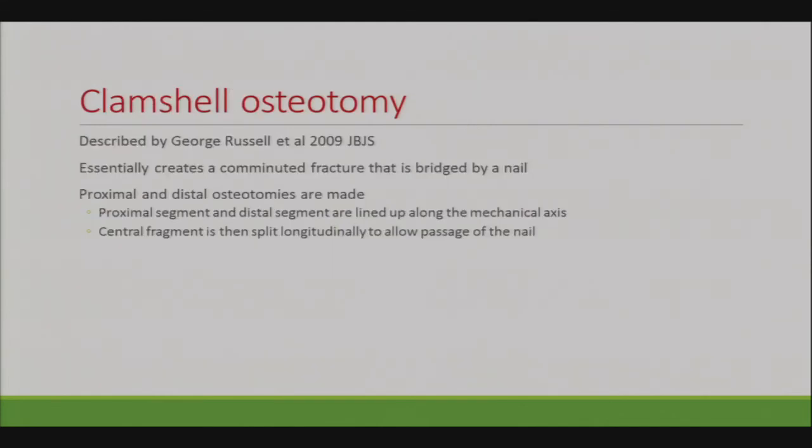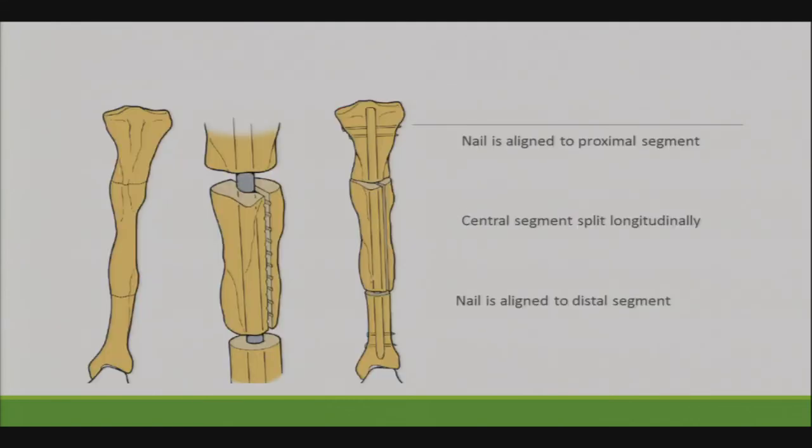Clamshell osteotomy is great for bad segmental injuries or injuries with a long segment deformity, where we try to figure out how we're going to realign this with a single osteotomy and make this work. So this is the clamshell osteotomy. Essentially, you make a proximal cut above the most proximal aspect of the deformity and a distal cut below the most distal aspect of the deformity, and then use a nail to line those two segments up. The way you get it to go through the middle segment is you cut the middle segment longitudinally.